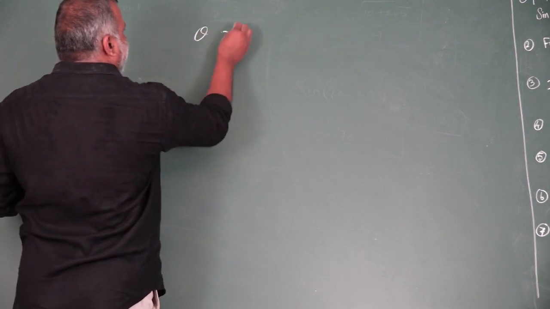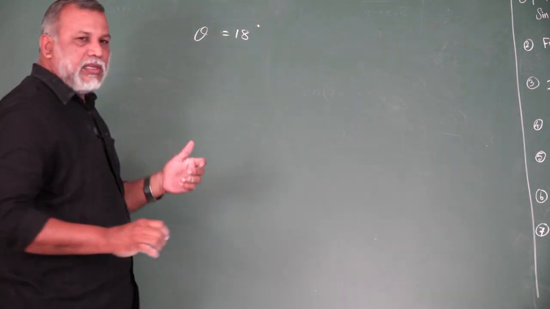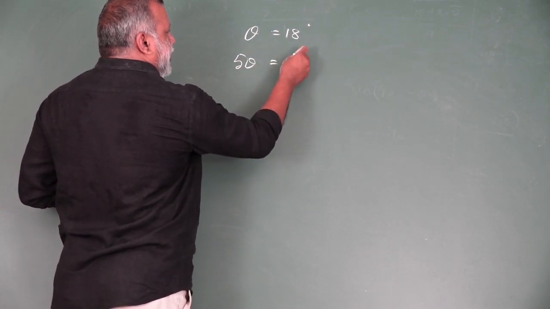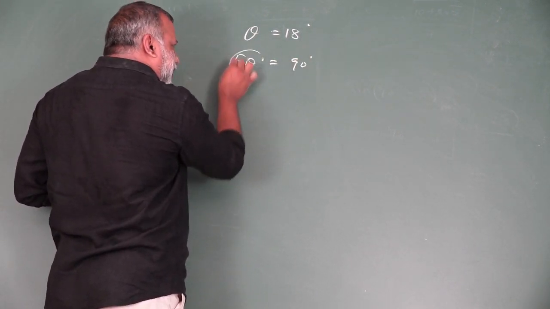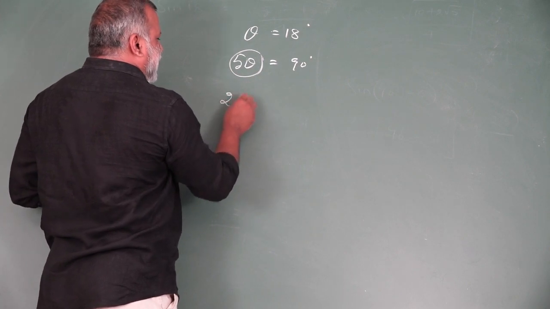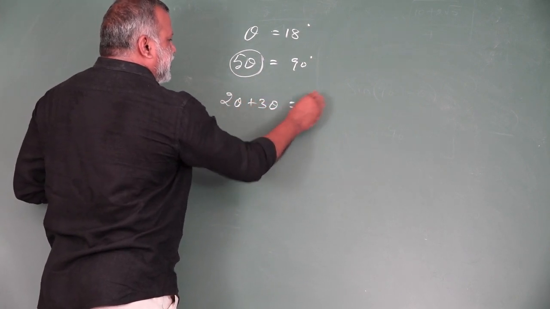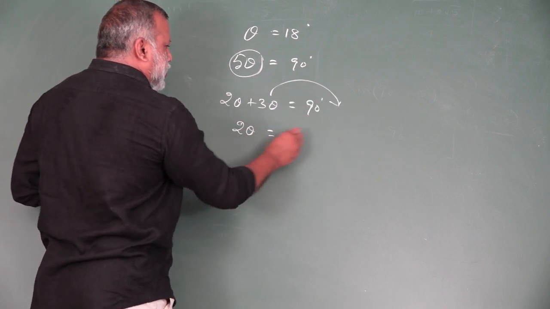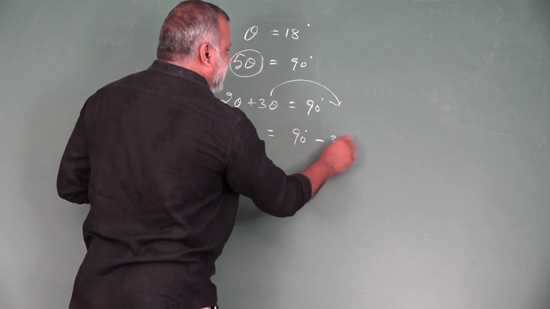Theta equal to 18 degrees. This is the logic we are starting. So 5 theta is equal to 5 times 18, we can get 90. This 5 theta can be simplified as 2 theta plus 3 theta is equal to 90. Convert this 3 theta to the other side, so 90 minus 3 theta.